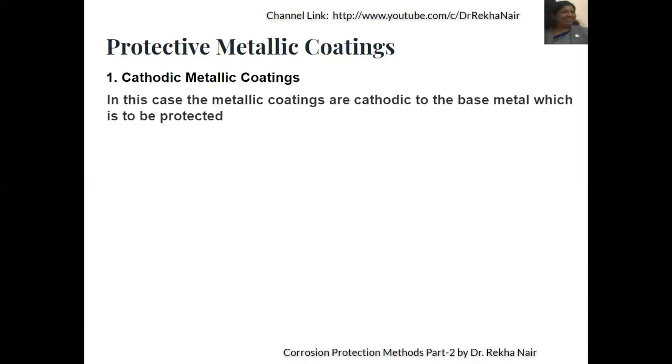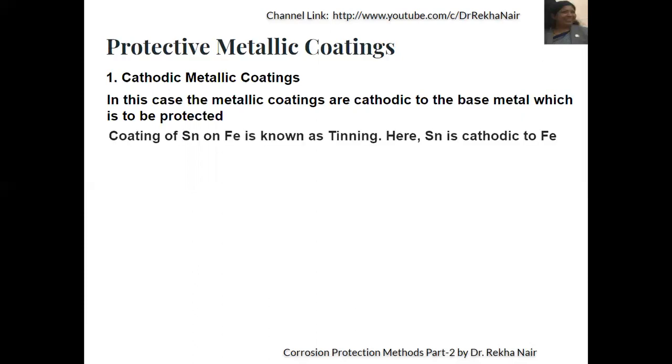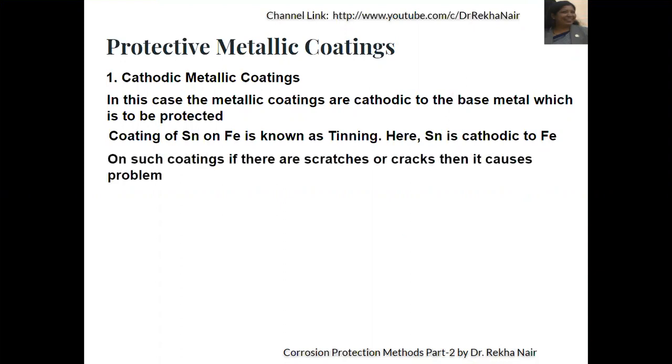Next is cathodic metallic coating. In this coating, the coatings are cathodic to the base metal. For example, we can have coating of tin on iron, which is called tinning. The tin is cathodic to the base metal, that is iron. So the coating tin is cathodic to iron, which means the base metal, whatever we are going to save, is the anode and the coating is the cathode.